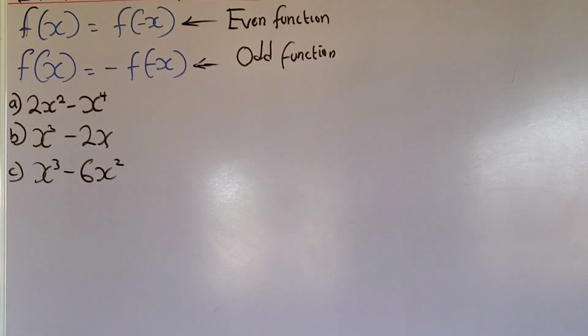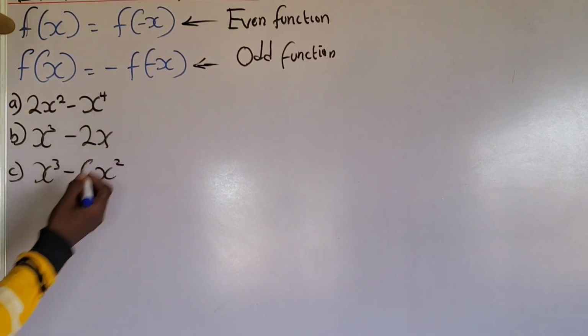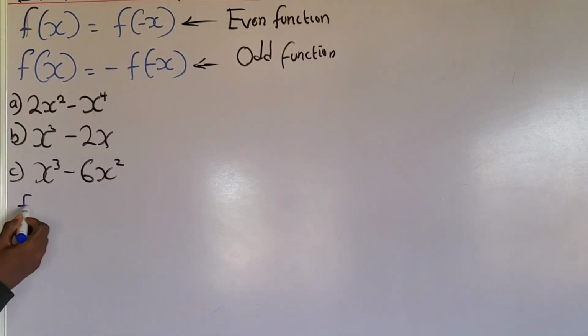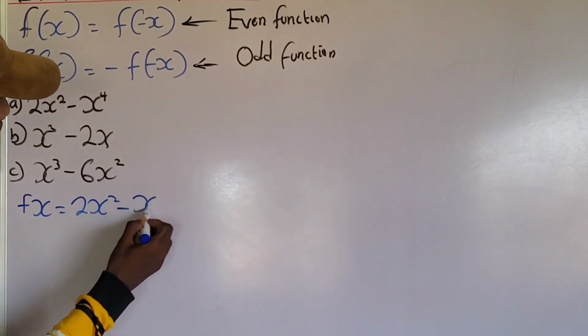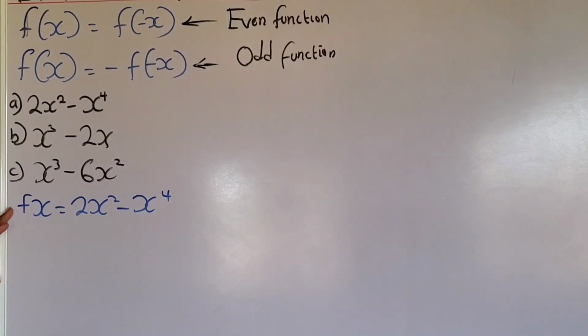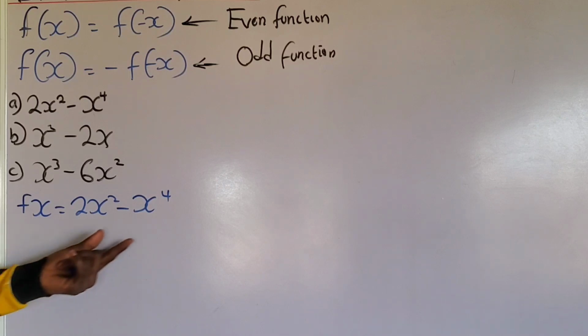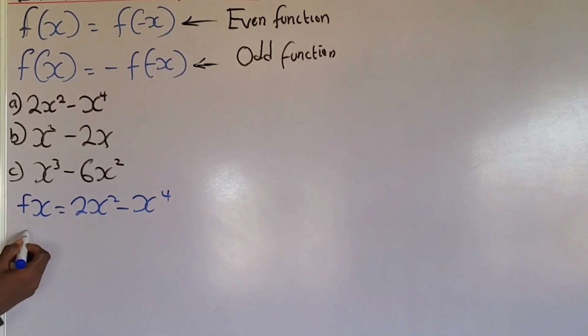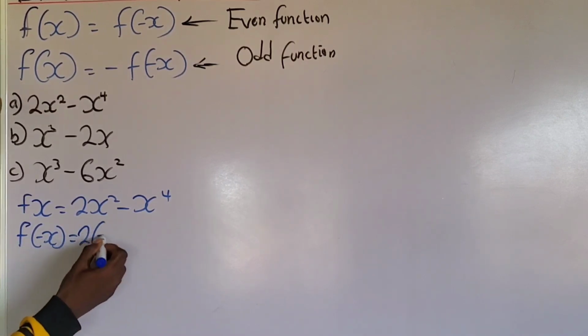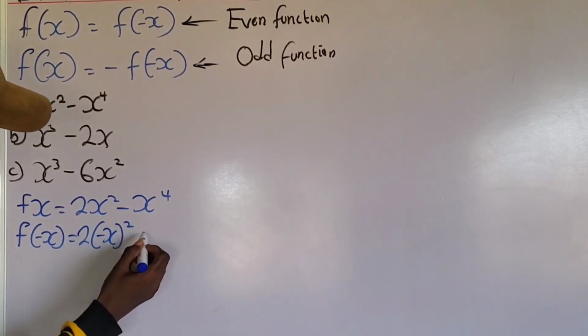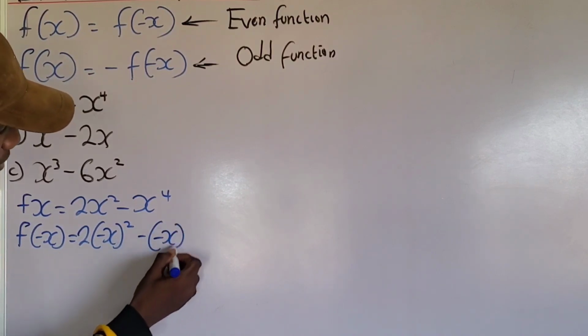Now let's start with the first question, question A. Let f of x be equal to 2x squared minus x to the power of 4. I want to test whether this function is an even function or not. So I said let f of x be equivalent to this. Now f of negative x will be equal to 2 times negative x squared, minus negative x to the power of 4.